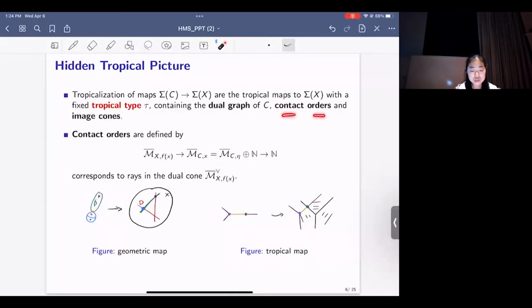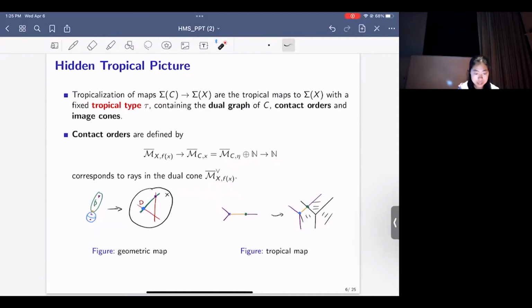And the contact order here is defined by taking the dual of the sheaf of monoids, and we project it to the factor that we add for each marked point. So tropically it corresponds to a ray inside the dual cone, which is the tropical picture that we're adding over here.